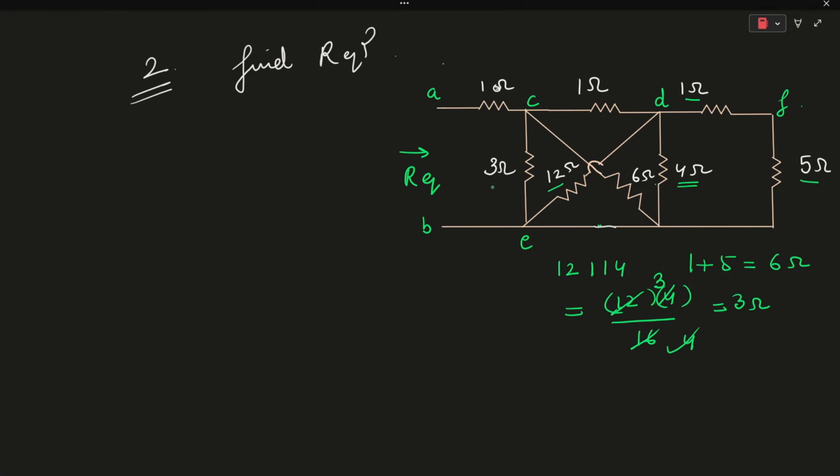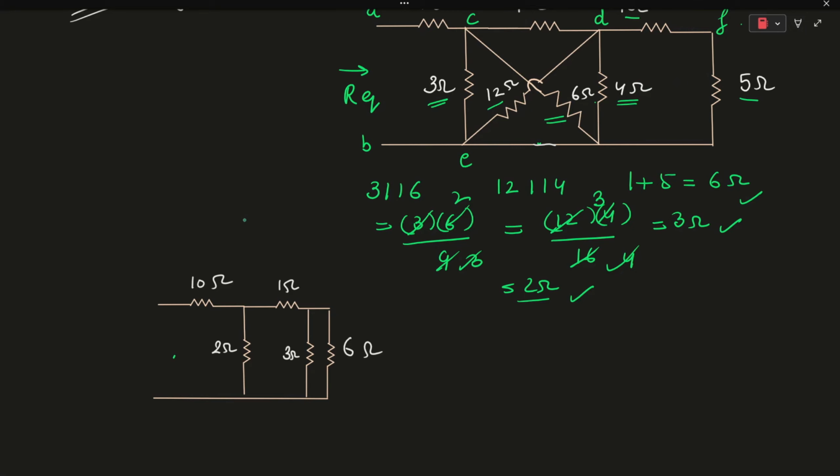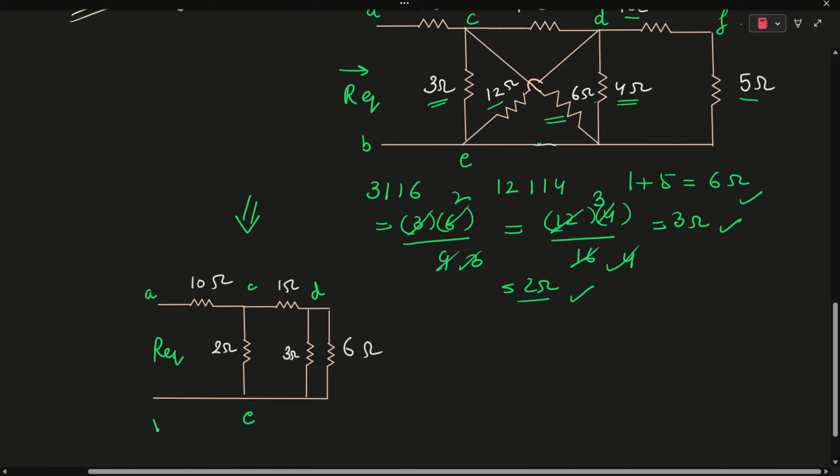And the 3 ohm resistor and the 6 ohm resistor are also connected in parallel because they are also connected between the same nodes. So 3 parallel 6 will be equal to 3 into 6 over 3 plus 6, which is 9. So it will be equal to 2 ohms, okay? So we are getting a simplified model of this particular electrical circuit over here, okay? So this is your node A, C, D, E and B, okay?